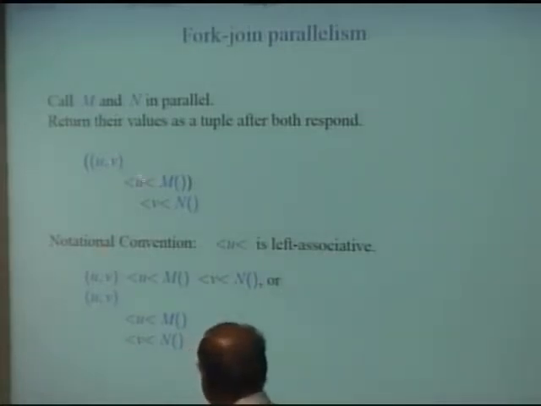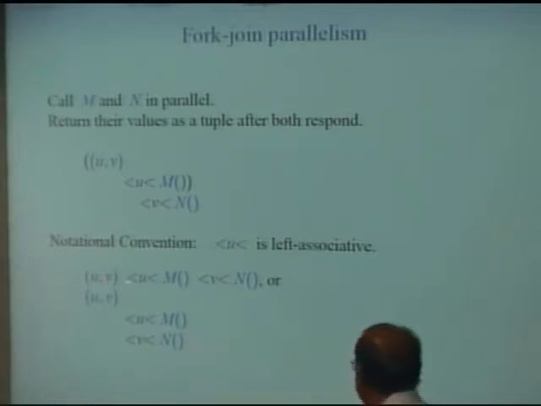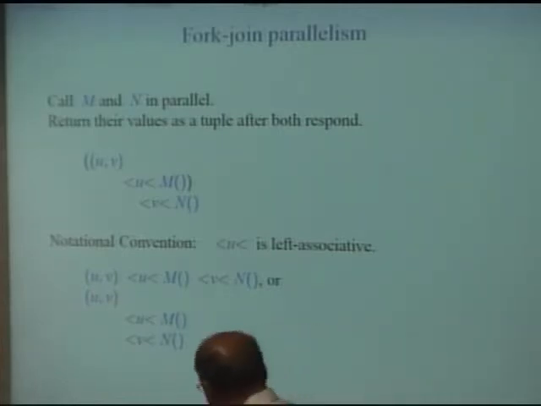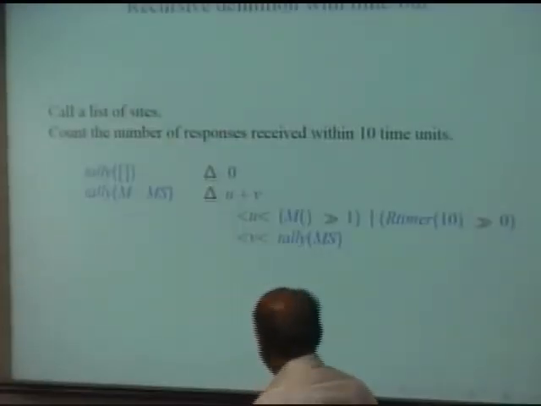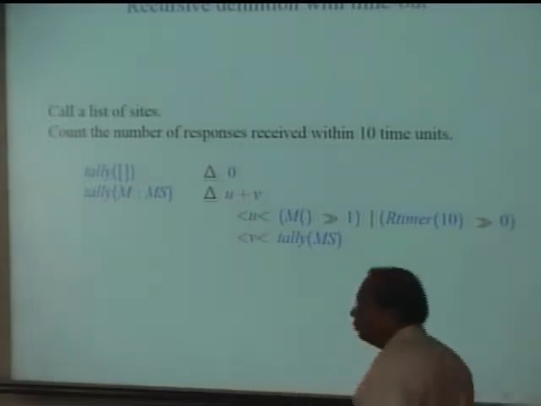So this structure occurs so often that I'm going to just write it this way without any parentheses. It's left associative. Or quite often I write it this way because it's easier to read. And we get fork join. You can do barrier synchronization the same way. But let me show you a harder problem.